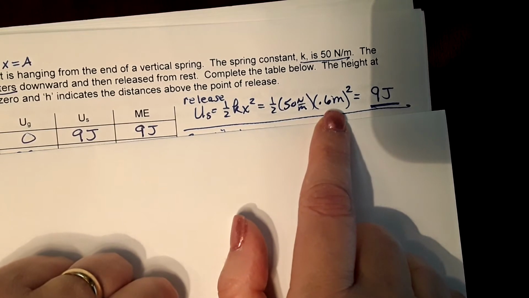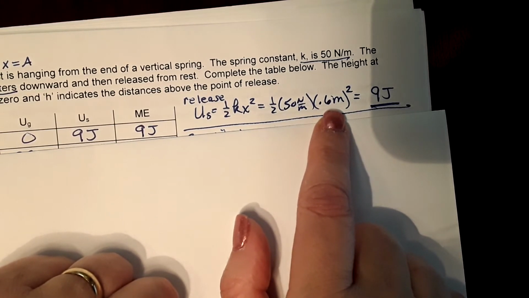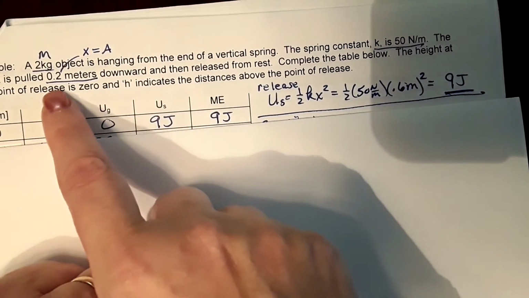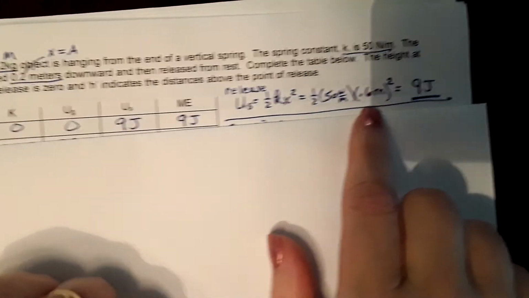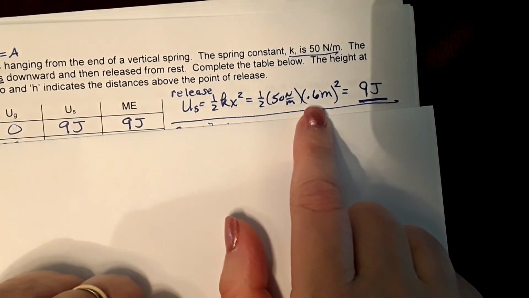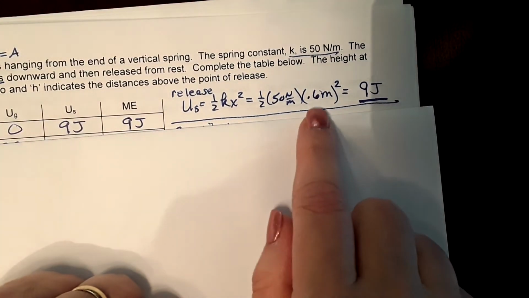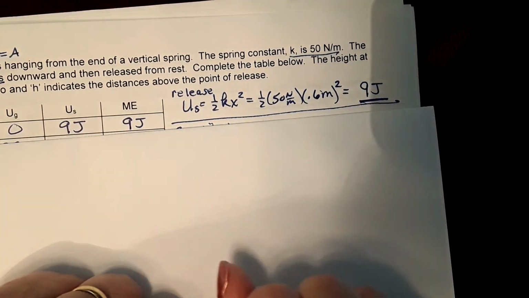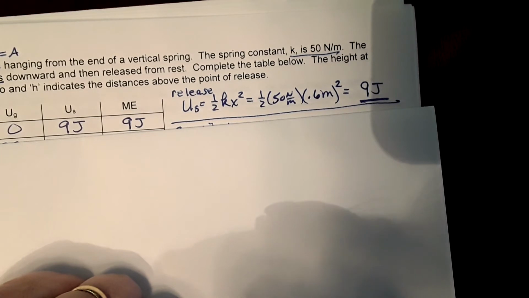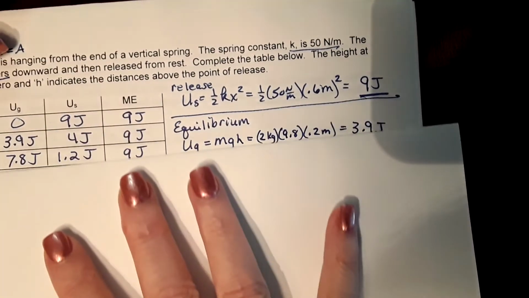And now you're thinking, well, wait a minute, where'd the 0.6 come from? Because it says you pulled it down 0.2 meters. Ah, but you got to remember, the mass was already hanging from the spring at equilibrium. That means it was already stretching the spring. So before we can do anything else, we must first determine when it's in equilibrium, how far is the spring stretched at that point? Because from that point, you're going to pull it down 0.2 meters further.